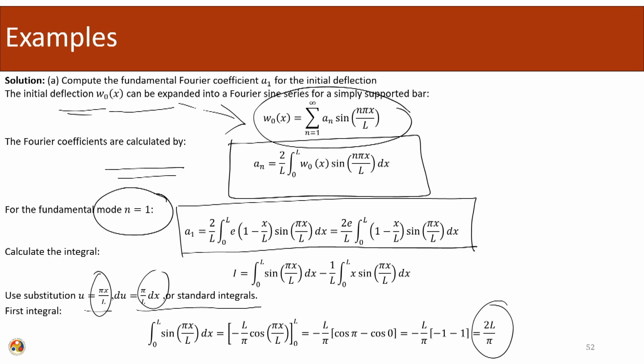So, what we did was we started with the initial deflection equation. The initial deflection has been approximated by a Fourier sine series. This is the Fourier sine series. After that, the Fourier coefficient is given by this equation. We evaluated it for the fundamental mode, we calculated the integral, and this gives this particular value, twice L over pi.